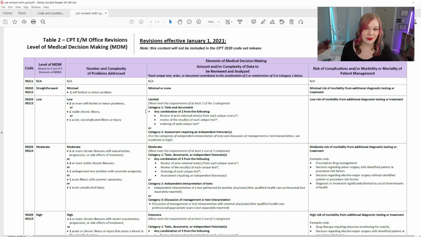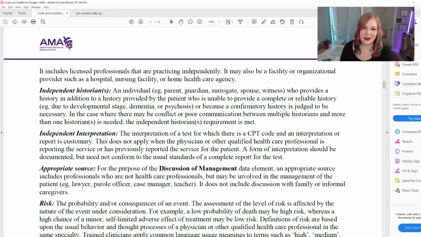Next, we move on to the amount and/or complexity of data to be reviewed or analyzed. In order to meet that limited level, and terminology is important here, you don't want to say it's low because the terminology here is limited. We can get either category 1 or category 2 here. Category 1 is tests and documents: review of a prior external note from each unique source, review of the results of each unique test, and ordering of each unique test. Now you can't double dip here. You can't order a test, review it, and count 2 points there. You get either one or the other, review or order. And then category 2 is assessment requiring an independent historian. The independent historian is an individual.